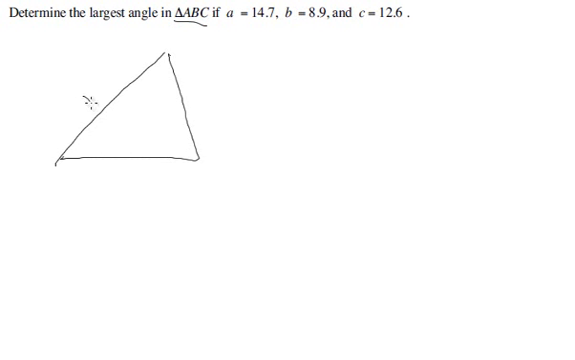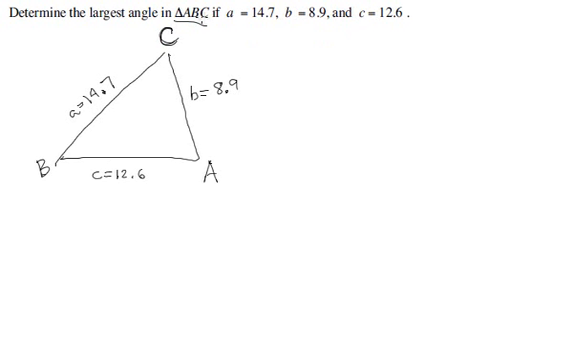One of our sides is 14.7. We'll call that side little a, so the angle across from it is big A. One of the sides is 8.9. That's our B. The side is little b, and the angle across from it is big B. And one of our sides is 12.6. That side is little c, and the angle across from it is big C.